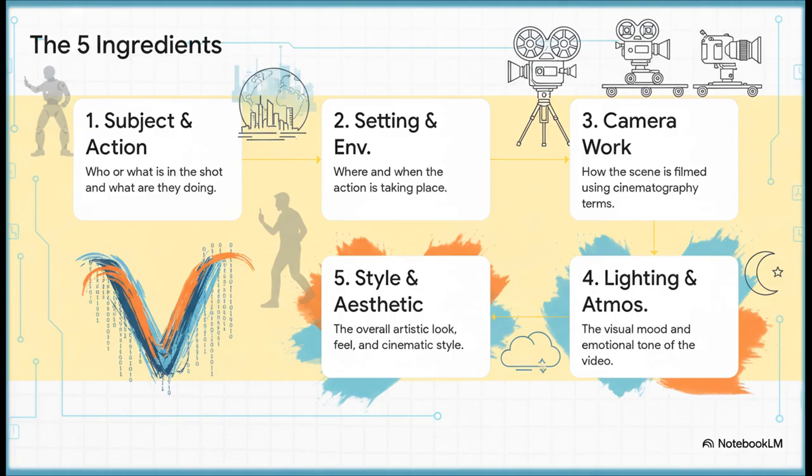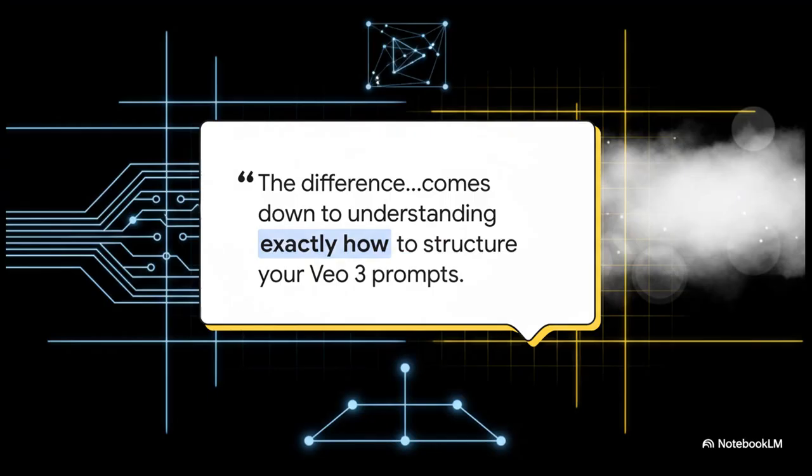Think of it like a recipe, right? You've got your subject and action, that's the what. The setting and environment, that's your where. Then camera work, the how. Lighting and atmosphere gives you the mood. And finally, style and aesthetic, that's the whole vibe. You nail these 5 things and you stop guessing. You start directing. And this quote just hits the nail on the head. The real difference maker isn't having a more creative idea, it's having a more deliberate structure. This framework is what separates a kind of blurry, generic clip from a sharp, intentional, professional-looking video.